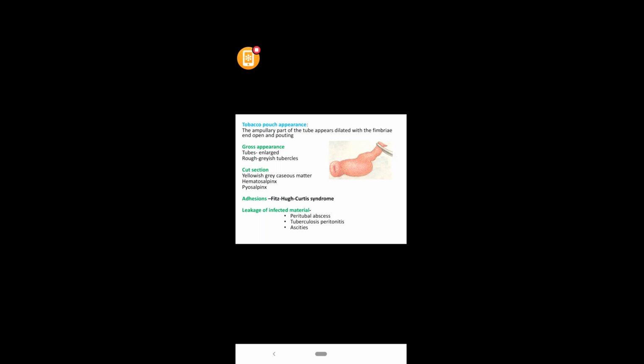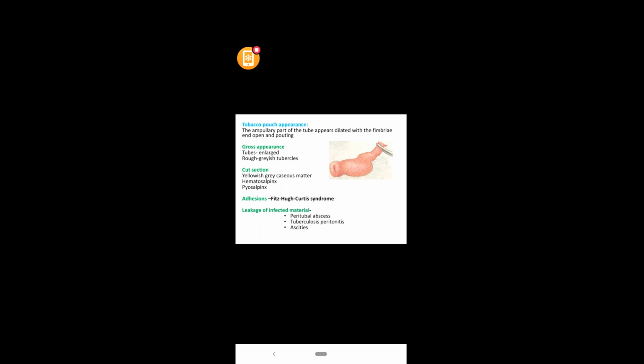Next, how does the fallopian tube appear on macroscopic and microscopic examination? Generally, we call it a tobacco pouch appearance. As we already discussed, the ampullary part is the most commonly infected. It appears dilated with the fimbria open, and it will be pouting type.